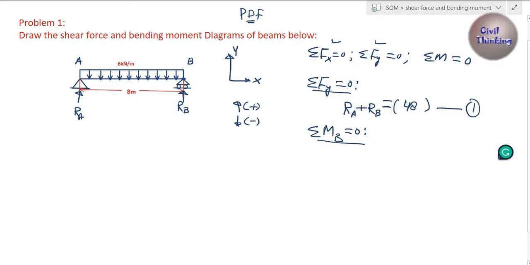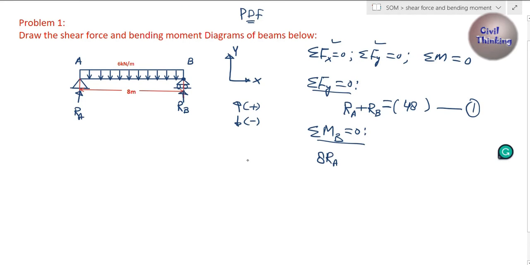Now for moment at B, we have to consider all the forces to the left of B, which is RA. At B there will be moment due to RA, and at B there will also be moment due to this UDL. So let's first apply the moment at B due to RA. RA multiplied by distance. How far is RA from B? 8. So it is going to be RA multiplied by 8, or 8 RA, right?